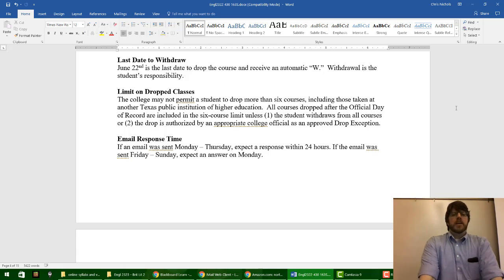There is, of course, a limit on drop classes. You can only drop 6 across your entire public school time. So even if you drop as a high school student, I think doing dual credit, that drop could count against you later for your public institution drops. Which, I mean, you're not all going to go to a public institution.